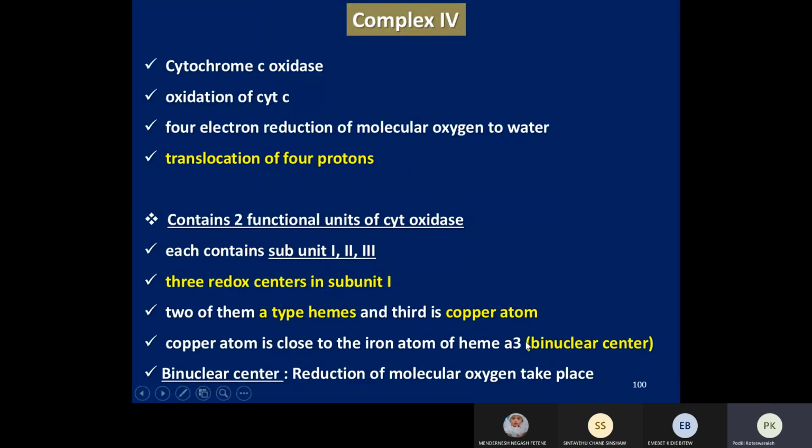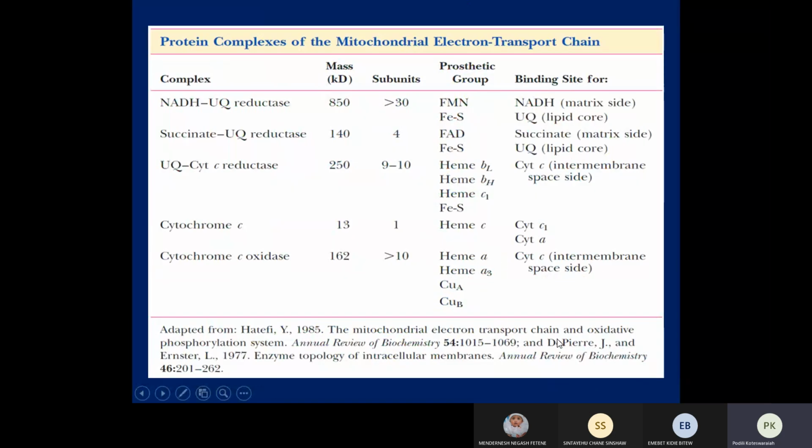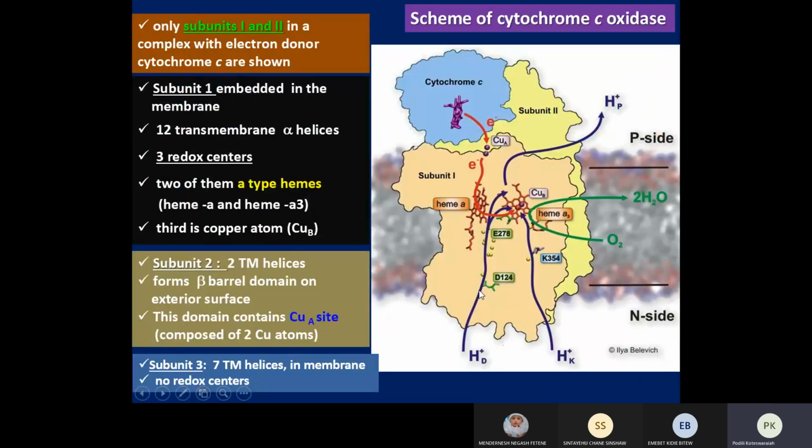And you can also see here the copper atom is close to the iron atom of heme a3, which forms a binuclear center. So when you look at this diagram, you will understand that this is cytochrome c oxidase, that is complex 4, and it has more than 10 subunits, and it has different prosthetic groups like heme a, heme a3, copper A and copper B. And as I already said, this enzyme has 3 main subunits.